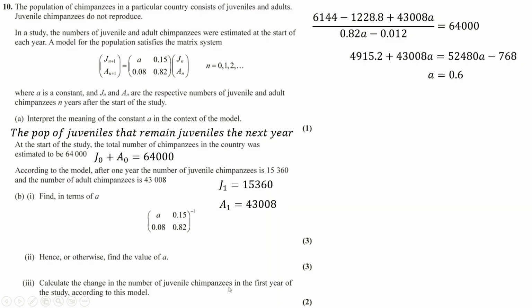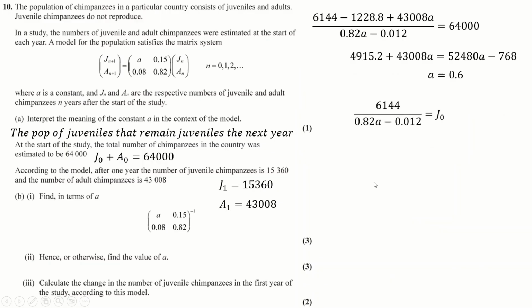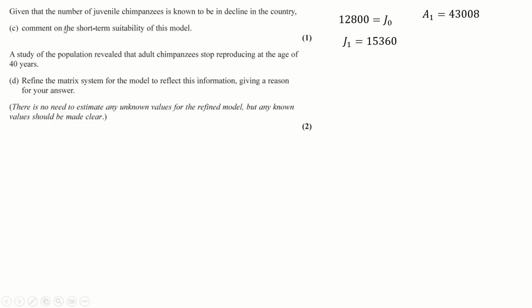Calculate the change in juvenile chimps for the first year. So we just substitute A equals 0.6. We had a formula for juvenile chimps. It was this one. Oh, sorry, at the start of the first year, yeah. I mean, that's J0, right? So we can just put A is 0.6 into there. So this formula here, and we'll get this number here. Good. Given the number of juvenile chimps is known to decline, comment on the model. So our juvenile chimps are going up. So model not good.